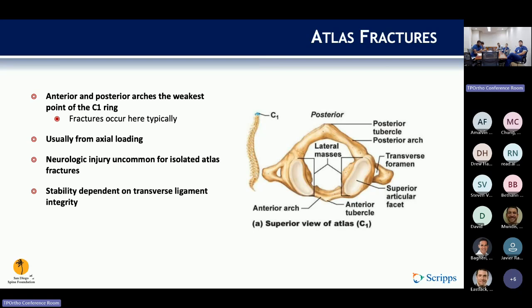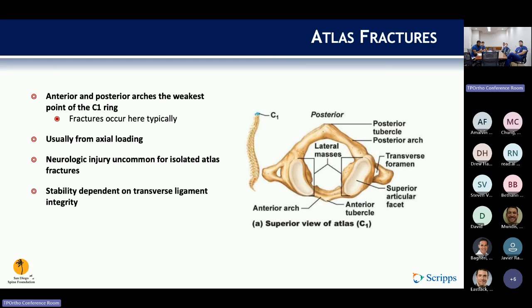So going to atlas fractures or C1 fractures, these make up about anywhere from 2 to 13% of all cervical spine fractures. And most commonly, it's due to a fall on the head, an axial load type of injury. And 50% of C1 fractures are associated with other injuries like dens fractures, teardrops, bursts, things like that. And importantly here, neurologic injury is actually uncommon, and that's because when you have a break in the ring, this kind of gives the cord room to swell, edema to come, and it actually decompresses more than causing a compression injury.